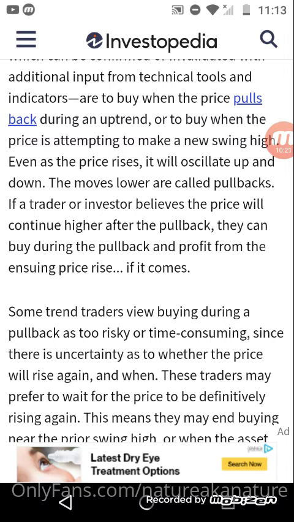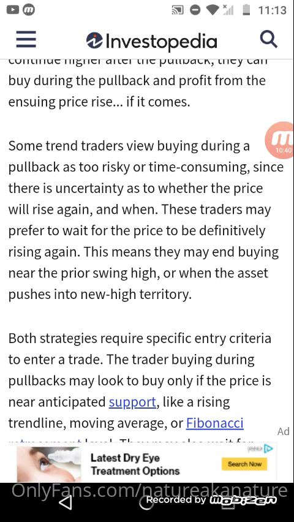So the price will continue higher after the pullback. If it does, then obviously if it continues higher and you get in when price pulls back, you will profit from that. The price will rise if it comes. Like, it might not happen. Sometimes price will reverse, and you have to be ready for that too. Price reverses, okay, you get in on a sell.